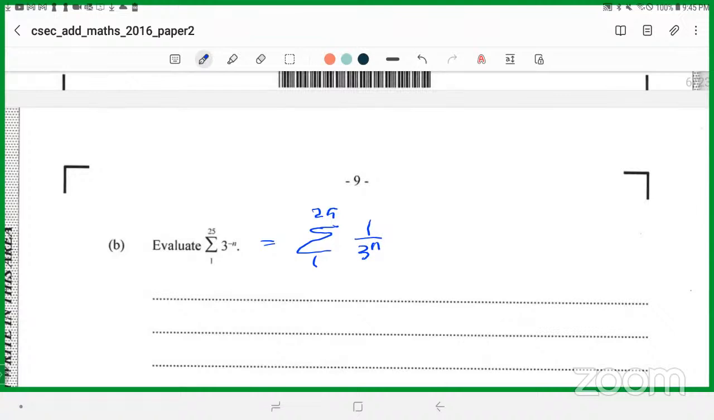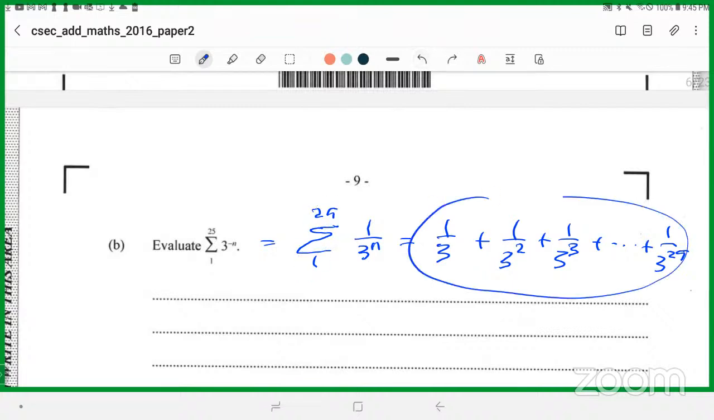And then to see what kind of series it is, you write out the first few terms. So this will be equal to, first term when n is 1, a third, plus when n is 2, 1/3 squared, plus when n is 3, 1/3 cubed, plus, and you go all the way down until you get the last term, which is 1/3 to the 25. This tells you that it is really 25 terms, because it's from n equals 1 to n equals 25.